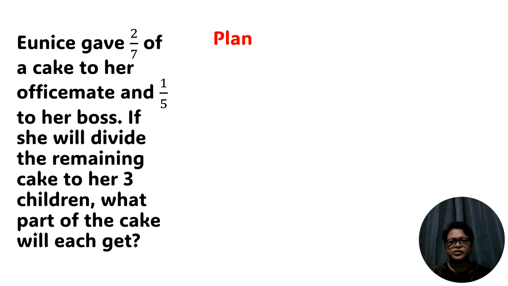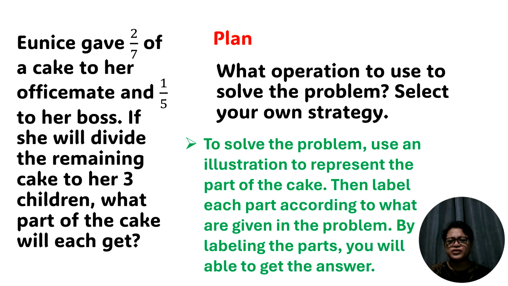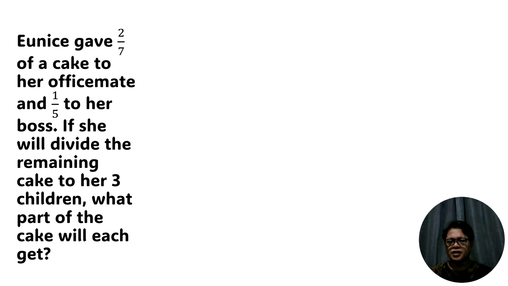Okay, let us plan what to do by writing the operation to use to solve the problem, and of course we have to select what strategy is better in order for us to solve this problem. To solve the problem, use an illustration to represent the part of the cake, then label each part according to what is given in the problem, and then by labeling the parts, of course, you will get easily the answer.